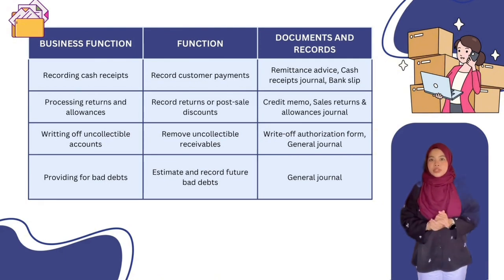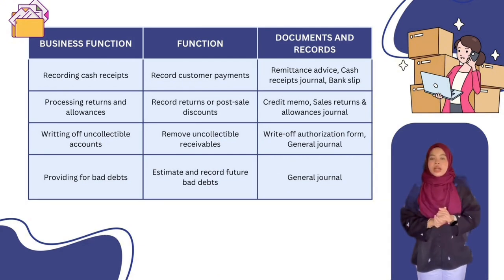The seventh one is writing off uncollectible accounts. If a customer is unable to pay, the company must write off the amount. The document used is the uncollectible account authorization form, and it is recorded in the general journal. And the last function is providing for bad debts. This is an adjusting entry where the company estimates how much it might not be collected in the future. It is recorded in the general journal.